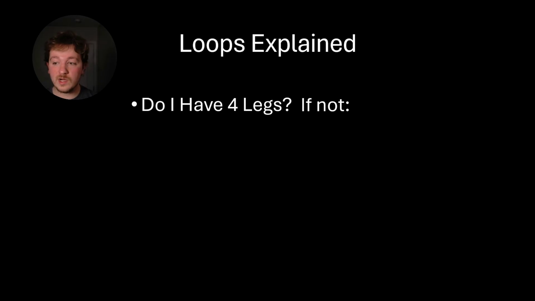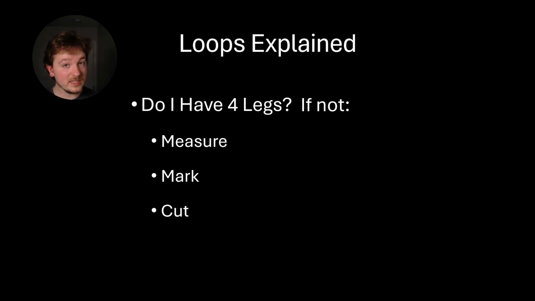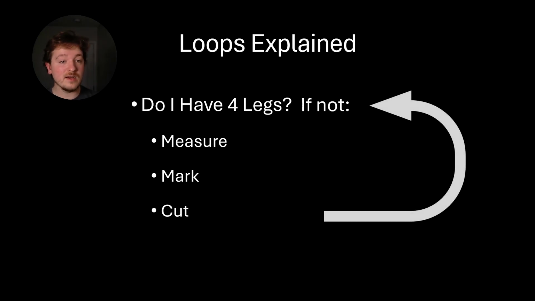So in order to make 1 leg, we need to first measure out the correct length, and then we can mark that measurement with a pen or a pencil. And once we've made that mark, we need to cut at that point with a saw or something. Then, once the leg is made, you can ask the question again of, do I have 4 legs? If the answer is no, you do all this again. If the answer is yes, you can go on to the next step.